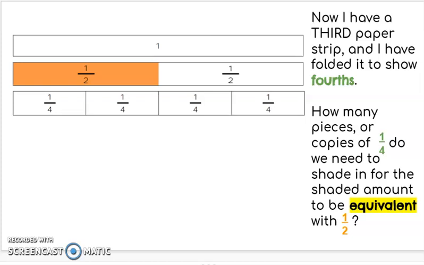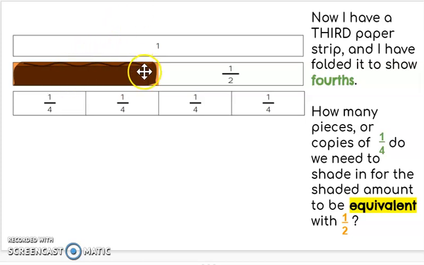Now, I have a third paper strip, and I have folded it to show fourths. How many pieces or copies of 1/4 do we need to shade in for the shaded amount to be equivalent to 1/2? So before we start shading, and some of you are already experts at this and your brain might already know what's equivalent, but let's go ahead and think of this in a different way. Sometimes for me, when I think of equivalent and we're just looking at paper strips, it can mean the same thing. So sometimes I'll think of it this way.